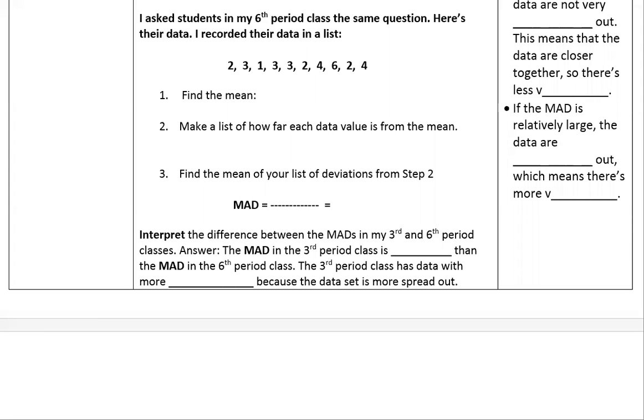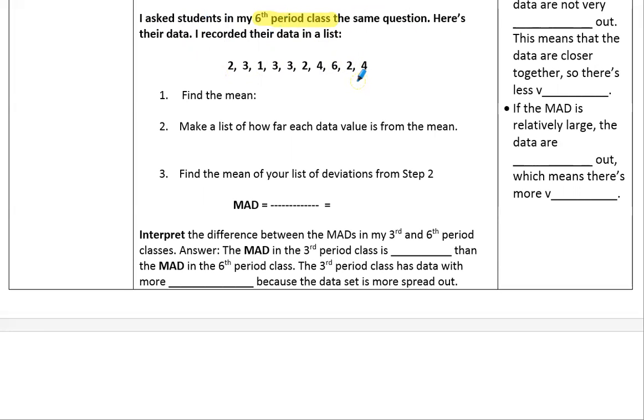It's the mean absolute deviation. All right, last example. I asked my students in my sixth period class the same question: how many times have you been to Disneyland? Here's their data. I recorded their data in a list: 2, 3, 1, 3, 3, 2, 4, 6, 2, 3, 4.